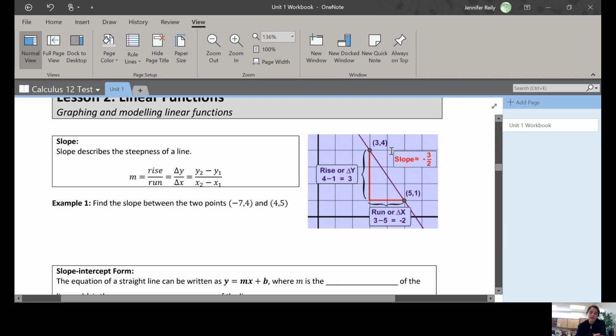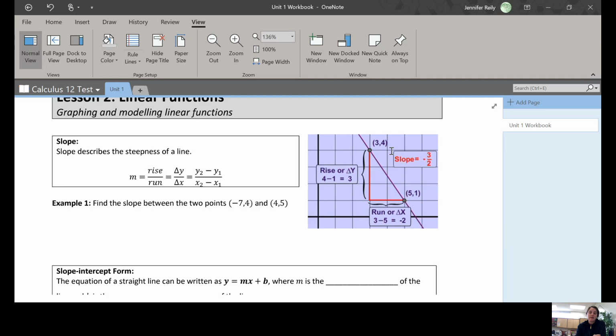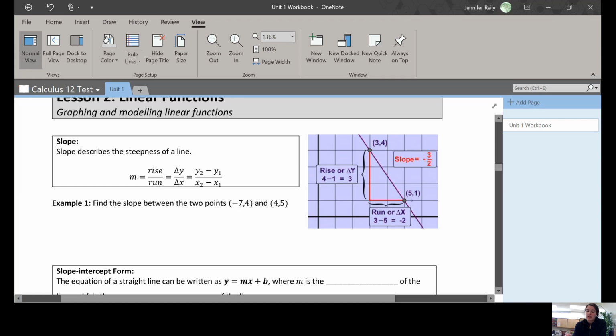So the first thing we're going to review is slope. Slope describes the steepness. The larger the value is for the slope, the steeper the line is going to be. For example, you can see in the picture here, this line, slope is rise over run. So you're going to count the slope from point to point. It's 3 down and 2 over, so it'd be 3 over 2. And because this graph is decreasing, the slope would be negative. So we always look at it from left to right.